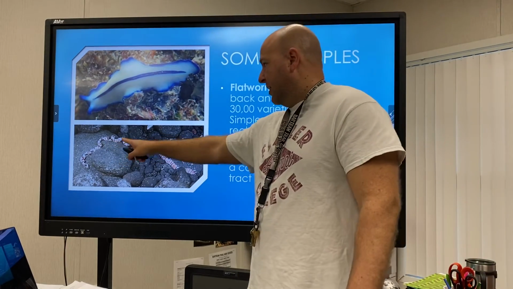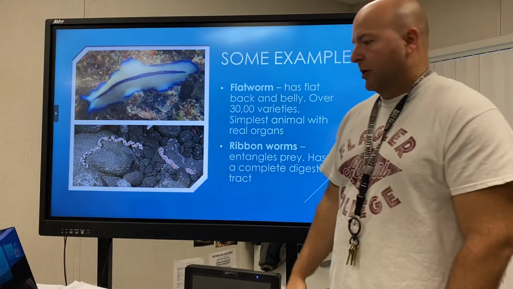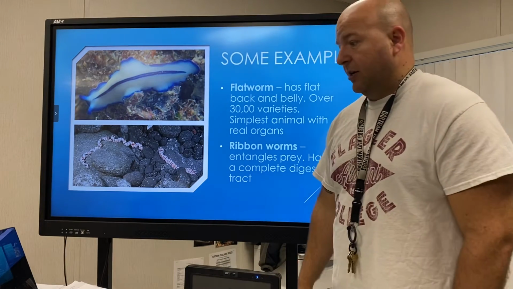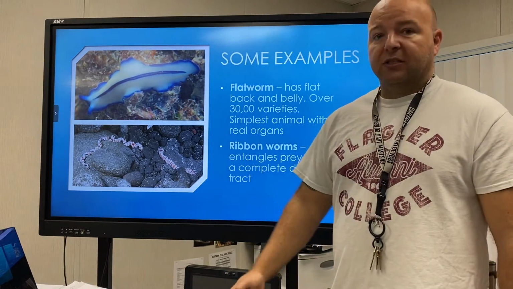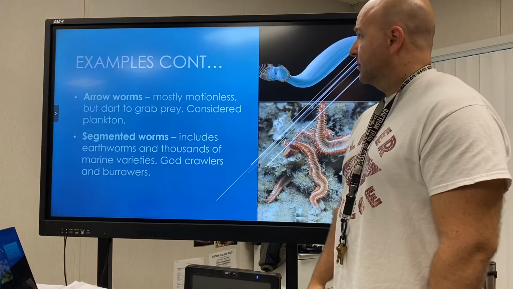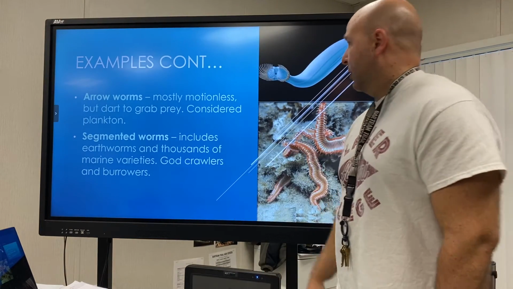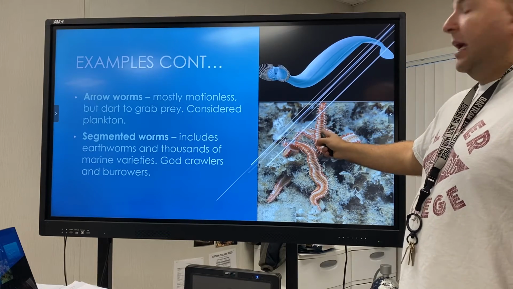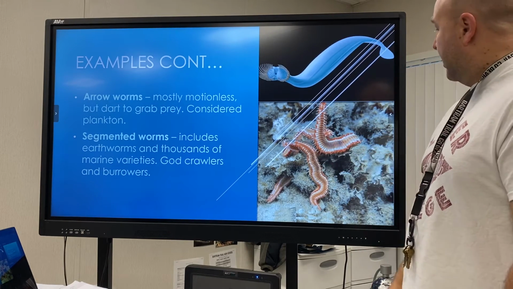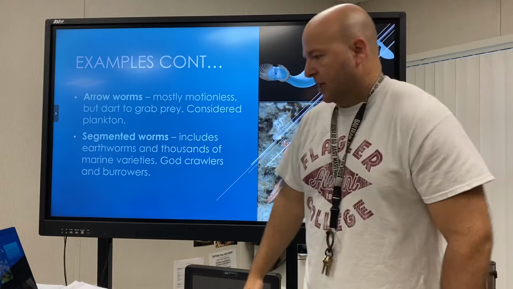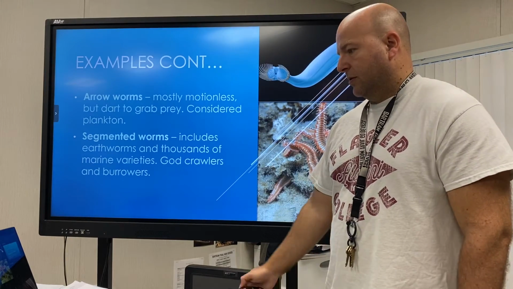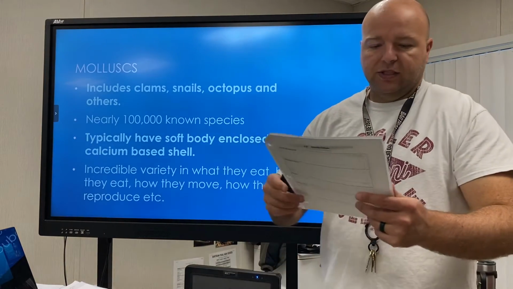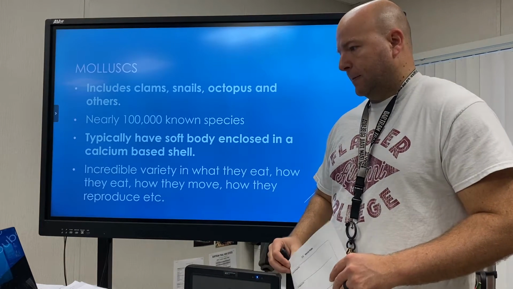You see how they get their name here, long and tangled. They entangle their prey, and it does have a complete digestive tract. We've got arrowworms and segmented worms as well. Segmented worms, you can see how they get their name. They are in little segments all the way through. All right, moving on to our next category, mollusks.